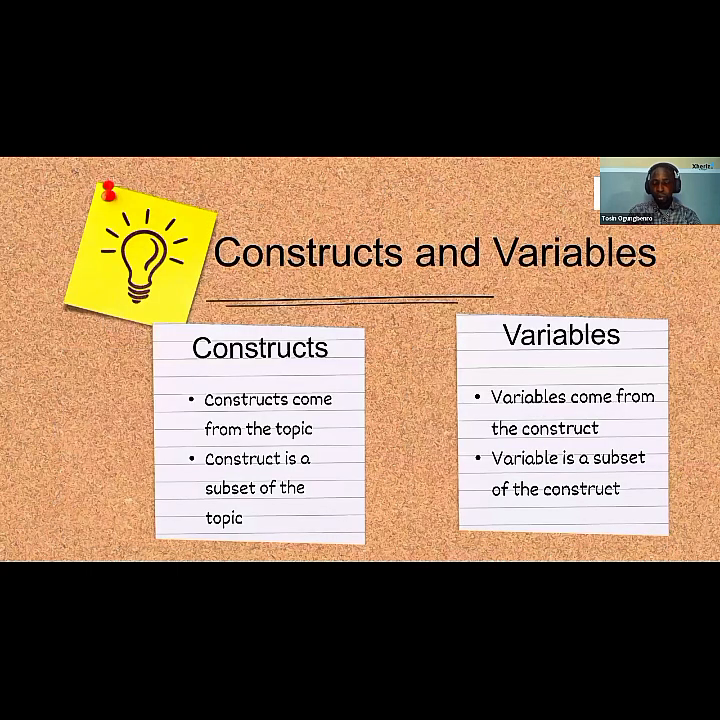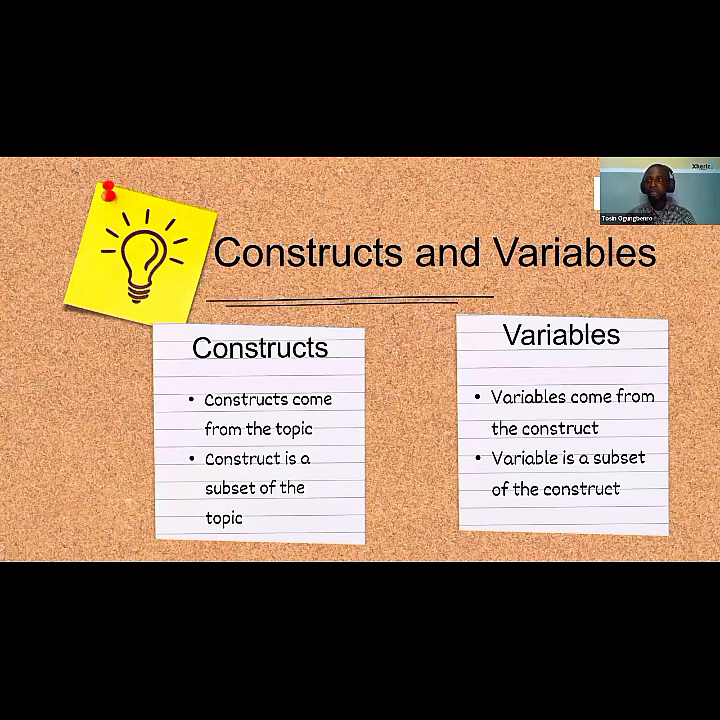All right, let's go ahead. You cannot generate content effectively if I don't talk about constructs and variables.